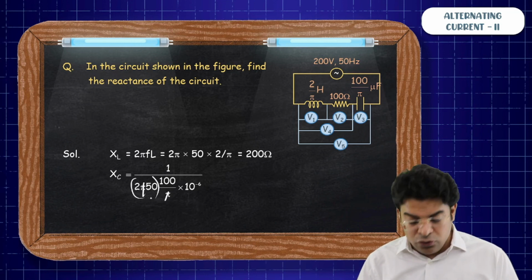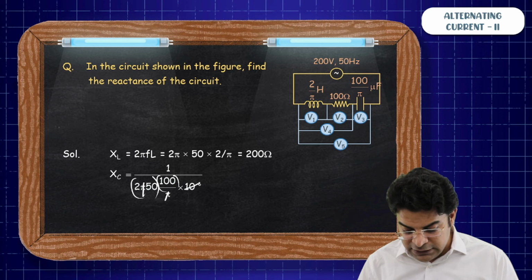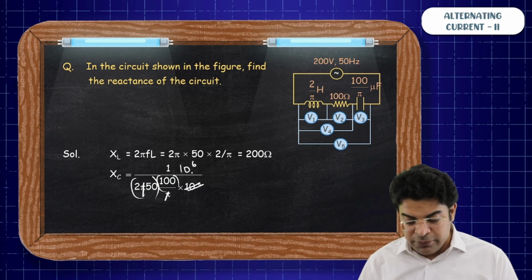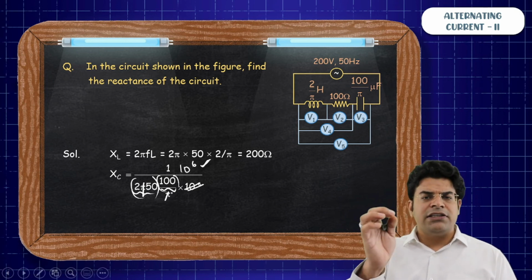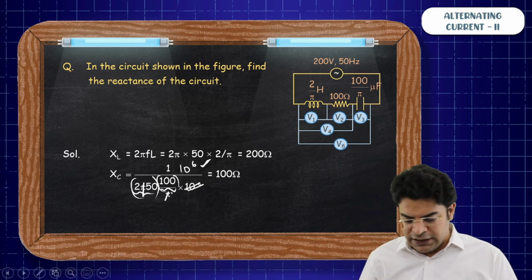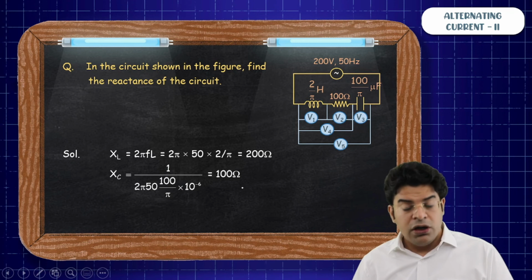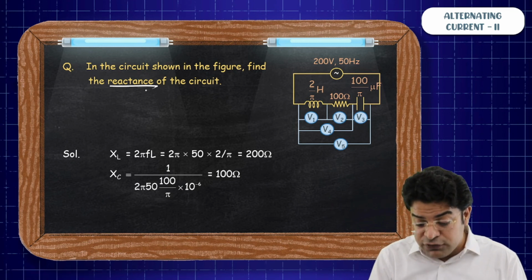Now, on solving this, you will see that pi gets cancelled. This 50 into 2 becomes 100. There is one more 100, and this 10 to the power of minus 6 goes to the numerator, becomes 10 to the power of 6. So you get 10 to the power of 6 divided by 100 divided by 100. That is 10 to the power of 6 divided by 10 to the power of 4, that is 100 ohm.